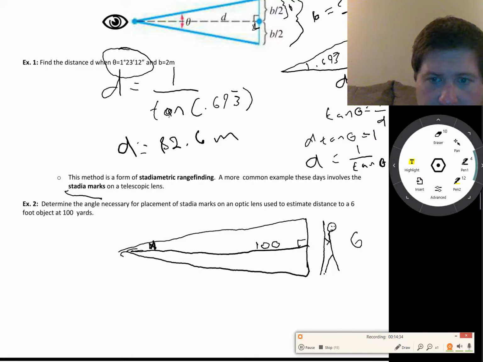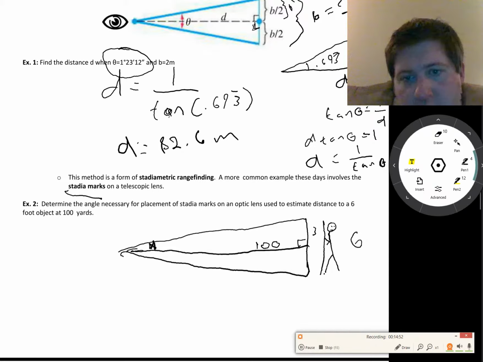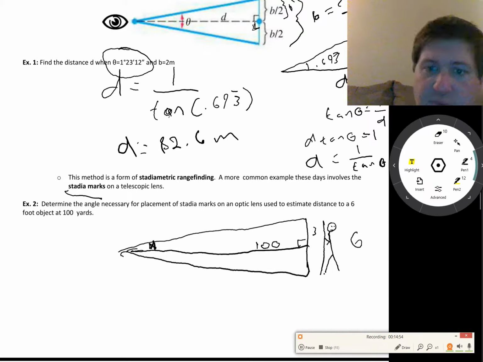This entire guy holding his stick is 6 feet. This would be 3 feet, right? Half of that distance would be 3 feet. Since we're working with feet in one part and yards in the other, we should probably convert that. Fortunately for us, this is pretty easy to do. 6 feet is 2 yards. And then 3 feet is what? 3 divided by 3 is 1 yard.